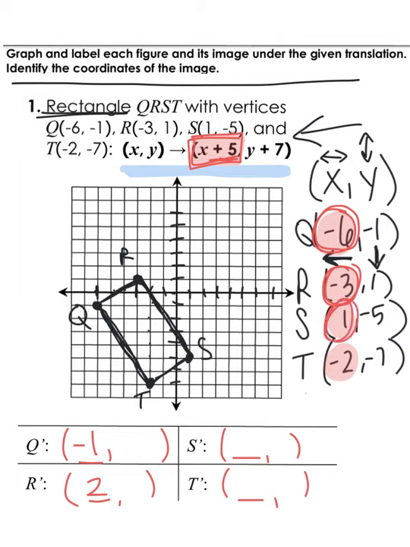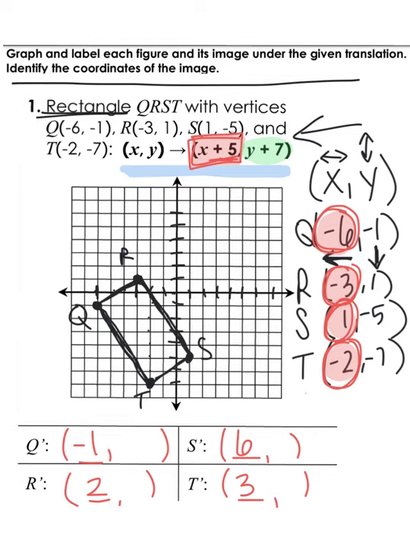S has a value of 1. If I add 5 to that, now S prime becomes 6, because 1 plus 5 is 6. And then the last x value is negative 2. So if I do negative 2 plus 5, it becomes a positive 3. All right, so now that we used the rule for the x coordinates, we're going to look at the y rule. So what does the y say? It says the translation says to add 7 to all of your y values.